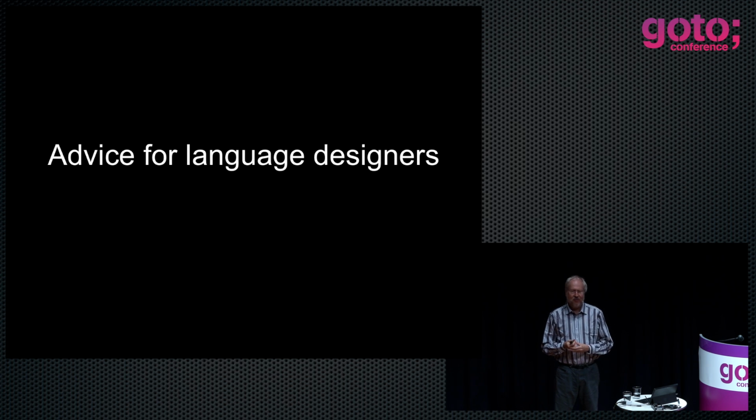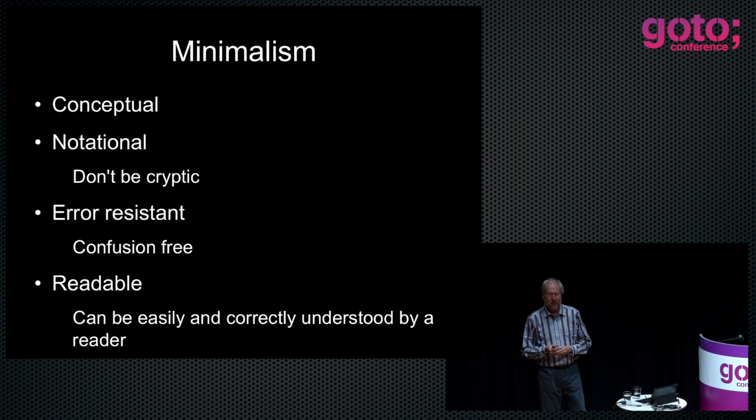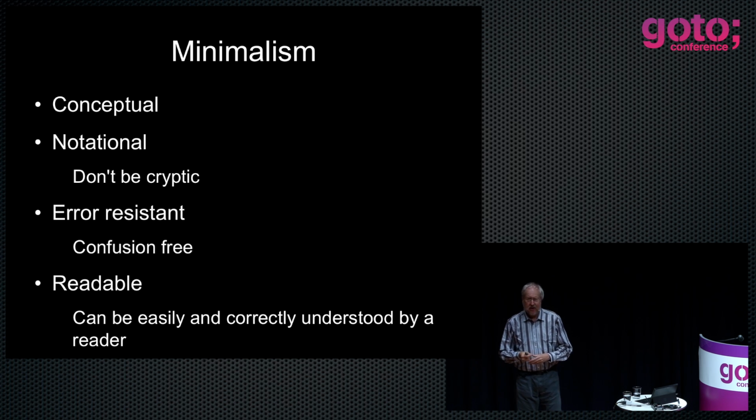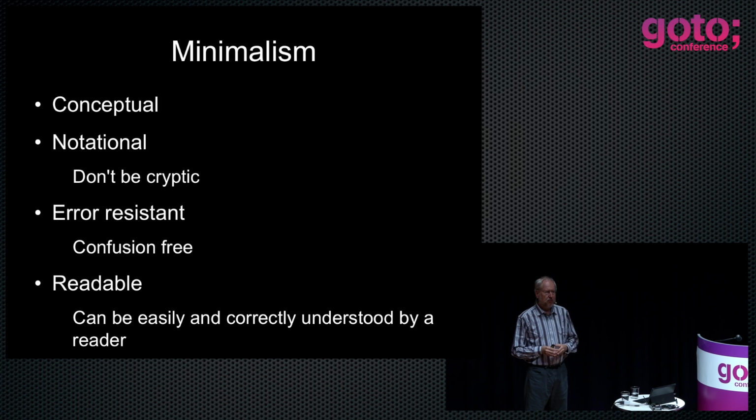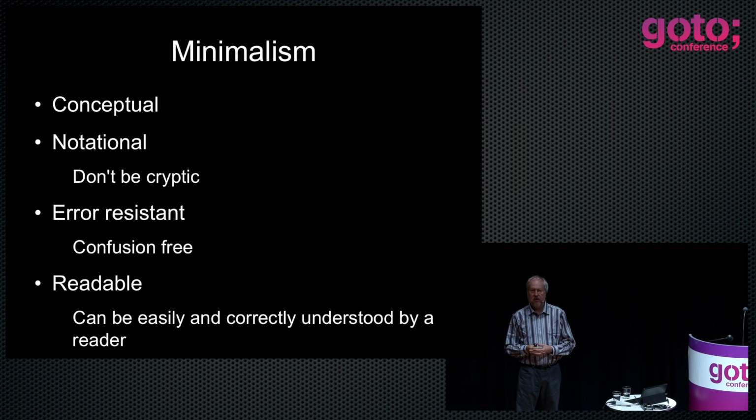So first, I would recommend that you try to embrace minimalism. In your language, try to have conceptual minimalism. Also, notational minimalism as much as possible, but don't get cryptic. Try to provide as much clarity and error resistance as you can. One of your primary goals should be to try to make your language confusion-free. Confusion is the source of all errors. And so if we can avoid sources of confusion in our languages, we're going to have an easier time.